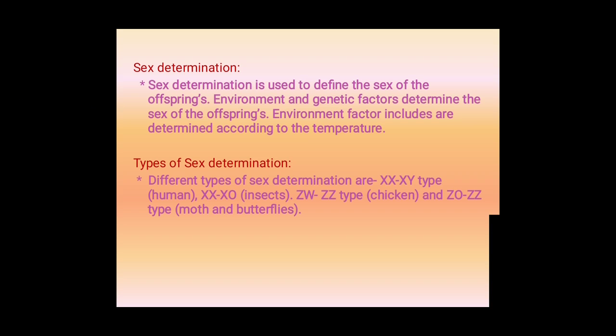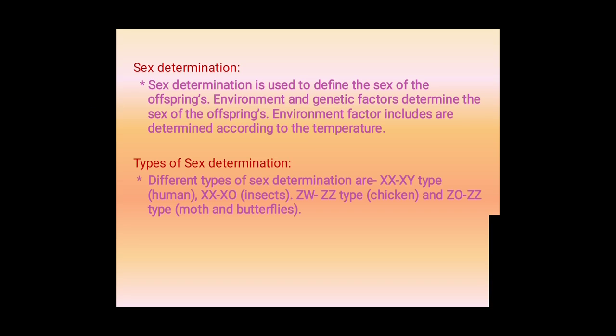Today in this class we are going to study about heredity and evolution. In the last class we already discussed the definition of genetics, the definition of heredity and variation, and different types of variation. Along with that we already discussed the monohybrid cross and also the dihybrid cross. Today in this class we are going to study sex determination and types of sex determination.